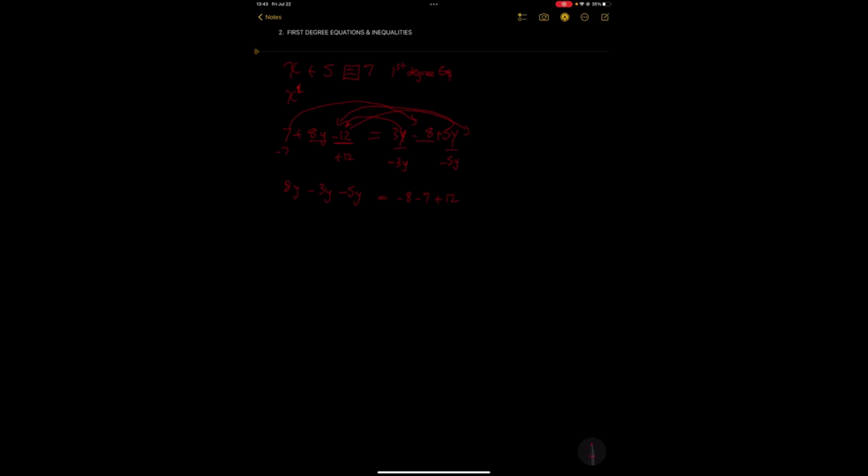And what does that give me? 8 minus 3 minus 5 is equal to 0, equals minus 8 minus 12 plus 12... minus 8 plus minus 12 is equal to minus 20, plus 12 is equal to negative 8. And of course you know that this is impossible because 0 does not equal a nonzero number.